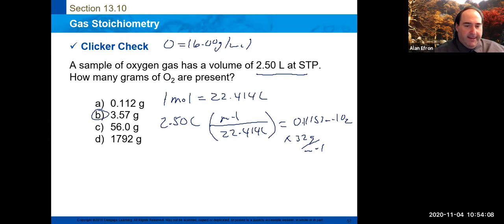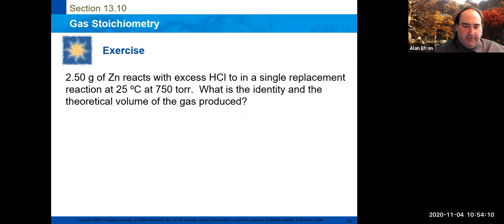Why don't we try one that we did not do, which would be this one, I think. All right, why don't we try this one here? That one we didn't do, I don't think. 6539 again is zinc's molar mass.